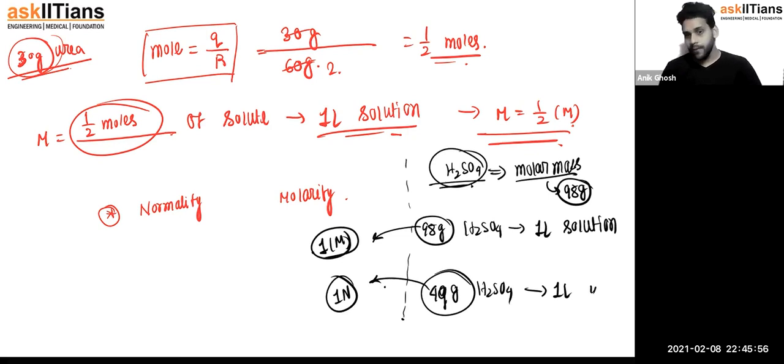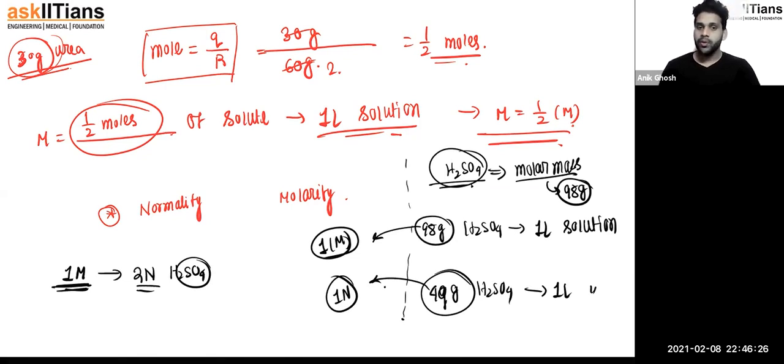So what is the difference between them? A 1 molar H2SO4 solution stands for a 2 normal H2SO4 solution. 1 molar equals 2 normal. Clear? This is how you can find that out. In the case of normality, the moles get multiplied by the valency, which is 2 here. This is how you can find that.